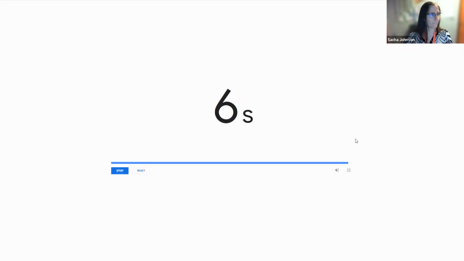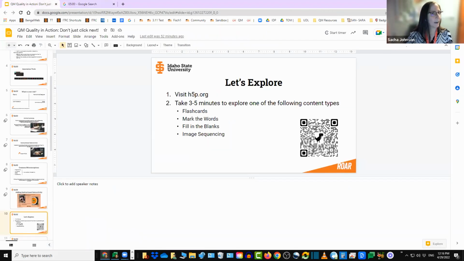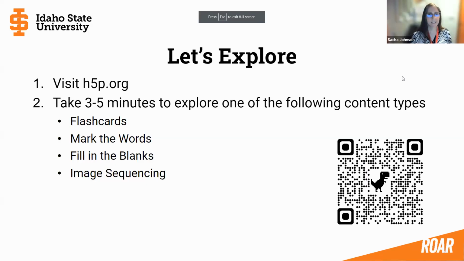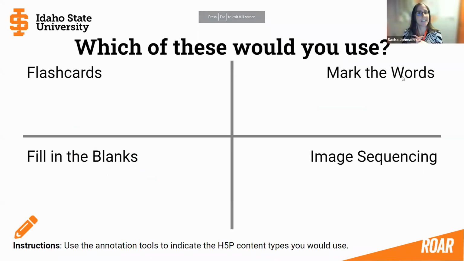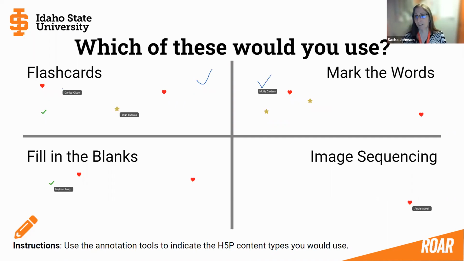Okay, so I think we're close enough here. I'm going to stop it, reset it. So coming back, now you can use the annotation tools to indicate which of these H5P content types that you looked at that you could see yourself using, or why you wouldn't use them. If you have any concerns about using them, you're welcome to put it in the chat or use the annotation tools to say which ones you liked and which ones you would use. And you're welcome to unmute yourself if you'd like, or raise your hand and unmute yourself.